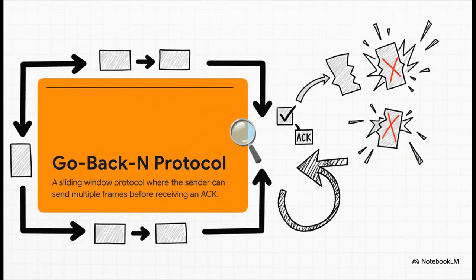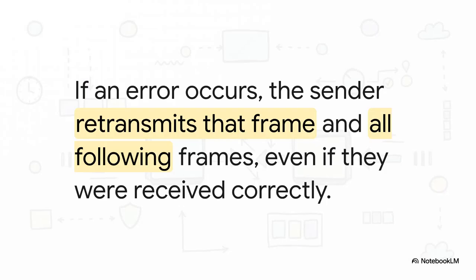Now, the first flavor of this idea is something called the Go-Back-N protocol. It's definitely an upgrade, but it has a pretty clumsy way of dealing with things when they go wrong. Here's the problem. If even one frame gets lost in transit, this protocol basically panics. So imagine frames 1, 2, 3, 4, and 5 are all sent out. But frame number 3 gets lost. The sender doesn't just resend number 3. Nope. It goes back to 3 and resends 3, 4, and 5, even if 4 and 5 got there perfectly fine the first time. It's just a huge waste of bandwidth.